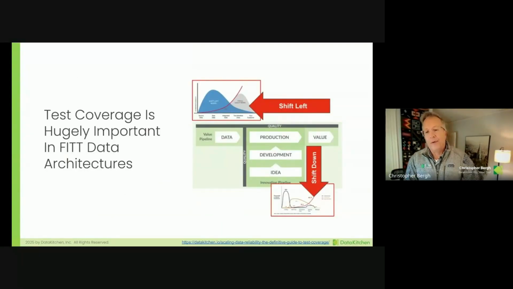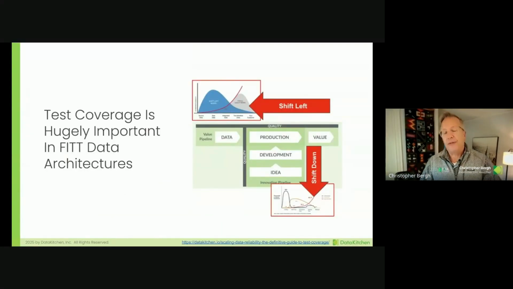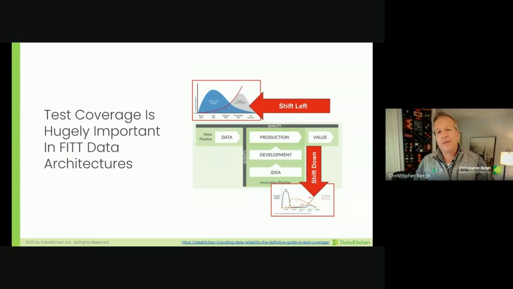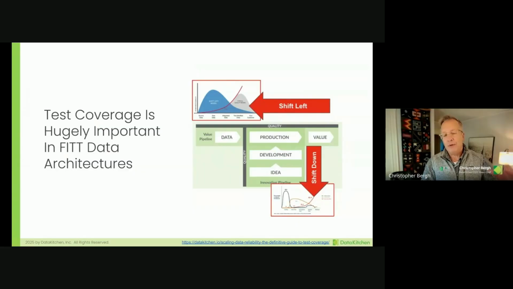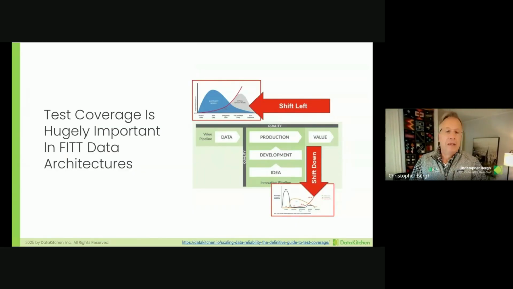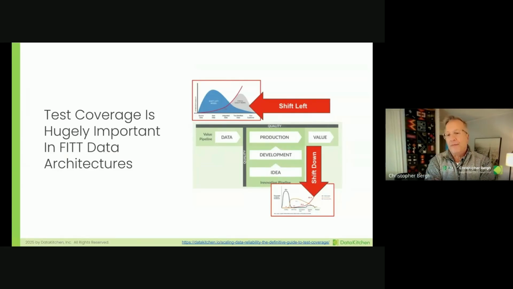And then the what and coverage of tests in the FITT architecture is really important. And this idea that you should shift left in production, i.e. when you get bad data, you should find that data is bad as soon as you possibly can, when it's loaded or at the first transformation. Don't let it get to the very end.